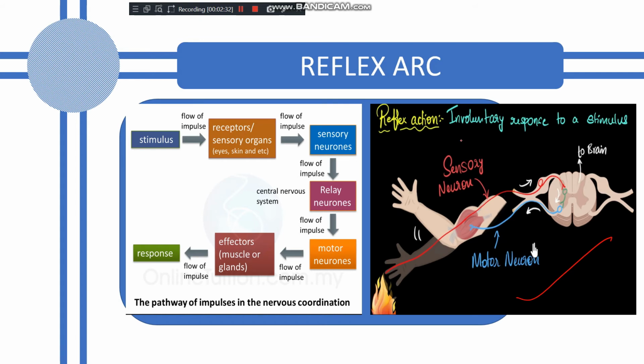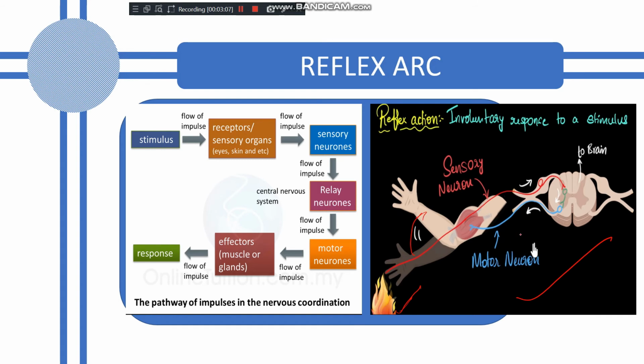First thing, what is reflex action? The involuntary response to a stimulus. Involuntary means we are not waiting and thinking and then responding. No, involuntarily we are responding to any stimuli. A sudden or spontaneous response we show to any stimulus, that action is known as reflex action. You can see here the fire is there. When the person's finger touches the fire, the sudden response is taking its hand away from it.